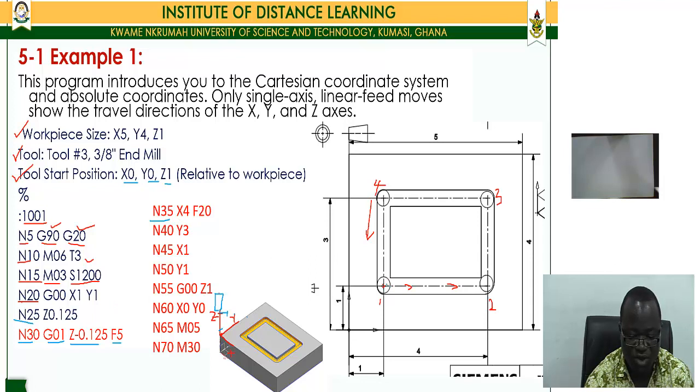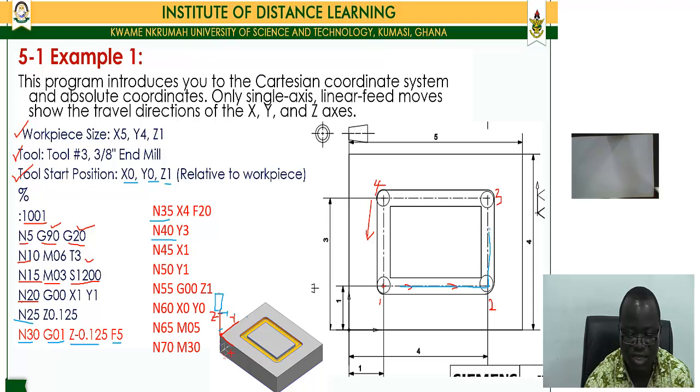Then the next line, N35, is the next line number. We are supposed to move the cutter at that depth to X equals 4. So the cutter will move along this line all the way to where X is equal to 4, and it will come to this position at the feed rate of 20 inches per minute.